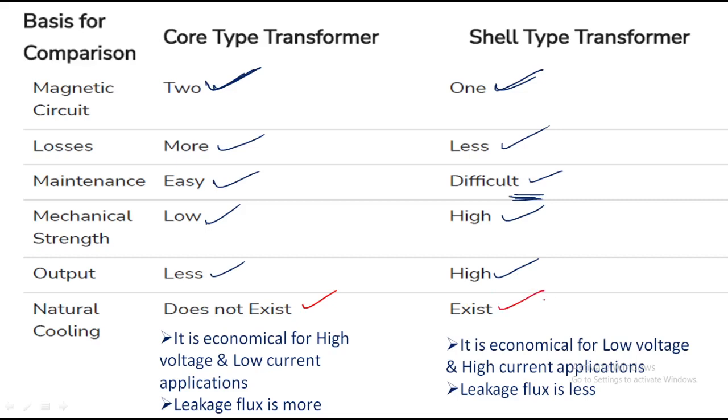Coming to cooling, it does not exist for the core type, and for the shell type transformer it does exist. Coming to application, the core type is economical for high voltage and low current applications, HVLC. But the shell type transformer is for low voltage and high current, LVHC. And leakage flux is more in the case of the core type transformer.